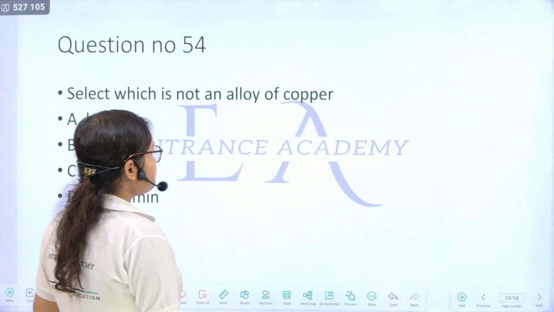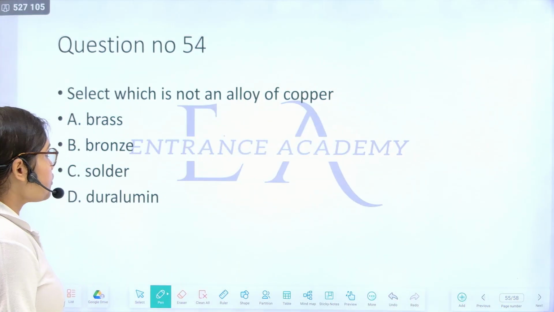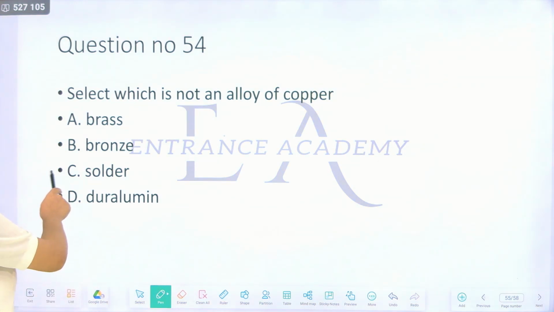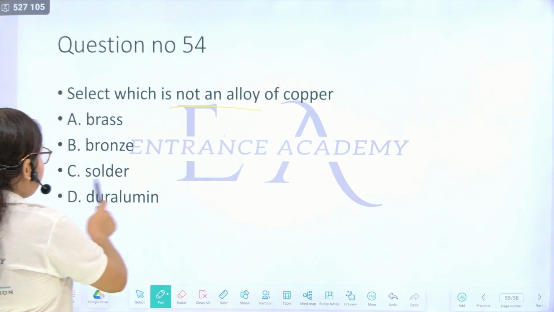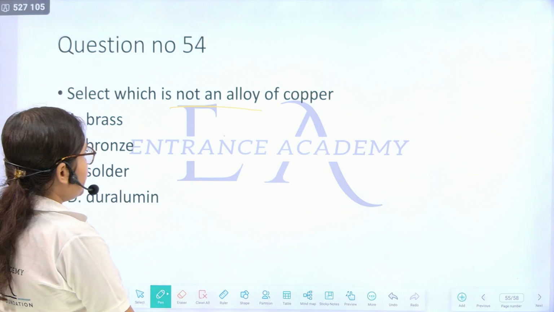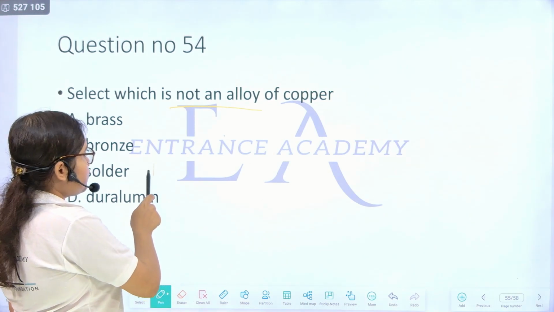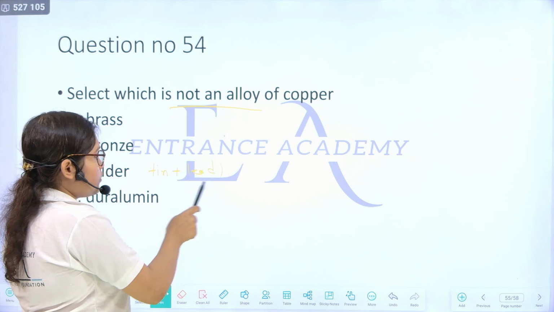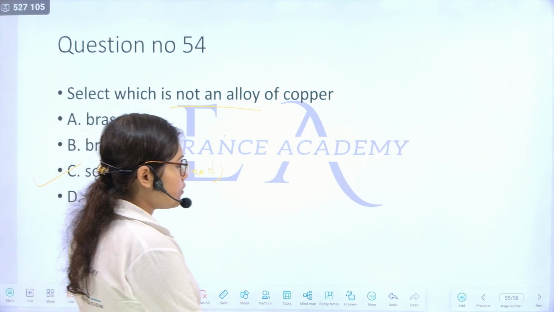Select which is not an alloy of copper. Brass is an alloy of copper, bronze is an alloy of copper, and solder is not. Solder is an alloy of tin and lead. This is the answer.